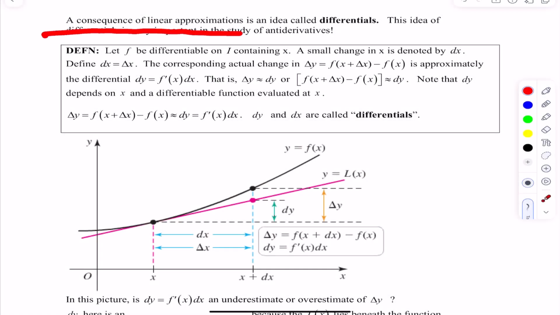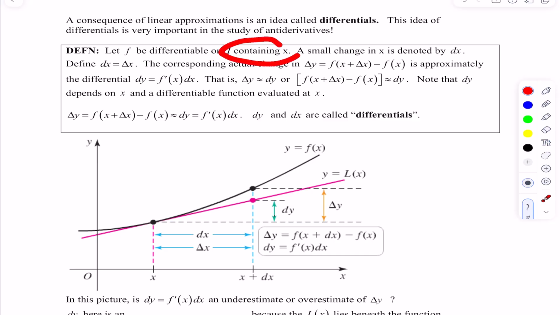A consequence of linear approximations is an idea called differentials. This idea of differentials is an extremely important study for antiderivatives. Let's begin with a definition. Let f be a differentiable function on an interval I containing x.